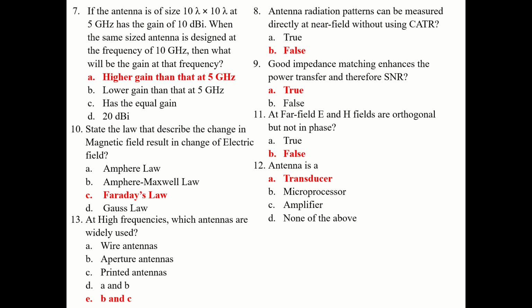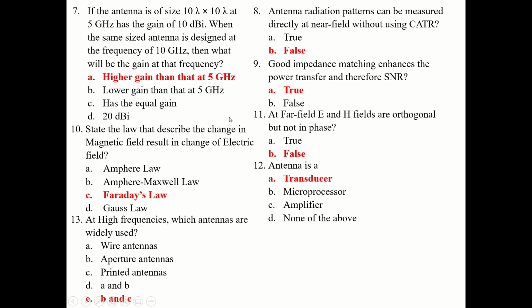Higher frequency is not a specific one. For somebody, 100 megahertz is also a higher frequency, and at 100 megahertz they have been using wire antennas. So I'm sorry: higher frequency here means above C band, X band, K band, which means 8 to 12 gigahertz or 12 to 18 gigahertz. In those frequency ranges, aperture antennas, lens antennas and printed antennas are being used. So the answer is B and C.